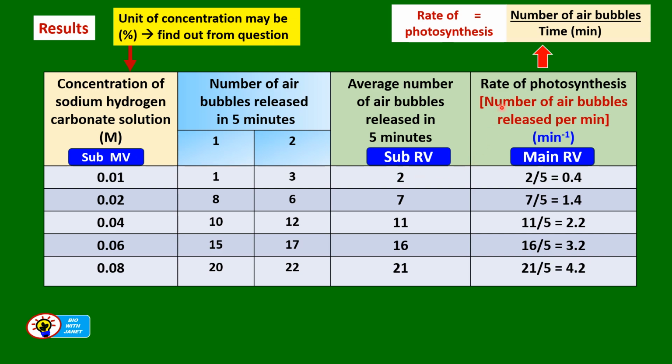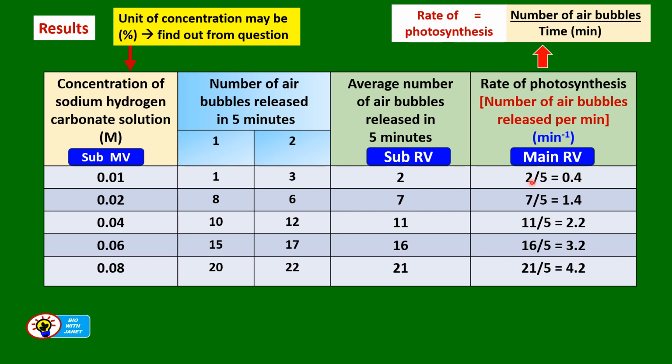And then you may be asked to calculate the rate of photosynthesis. Sometimes the question is asked, sometimes it's not. Now, how to calculate the rate of photosynthesis? You divide the average number of air bubbles by the time. The time is 5 minutes, right? So that means in 5 minutes, 2 air bubbles or gas bubbles were released.